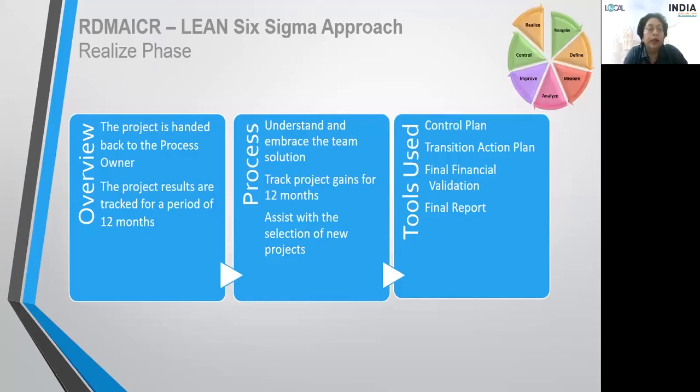Then the last phase is the realize phase. The project is handed back to the process owner. The project results are tracked for a period of around 12 months. It depends on the organization how many months they are going to track the project. In the process, we understand and embrace the team solution, track project gains for 12 months or whatever time the management decides, and assist with the selection of new projects. The tools used are control plans, transition action plan, final financial validation, and final report.